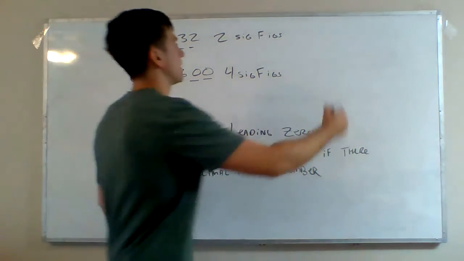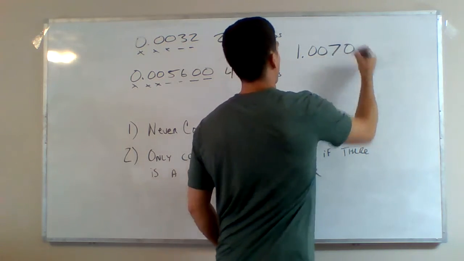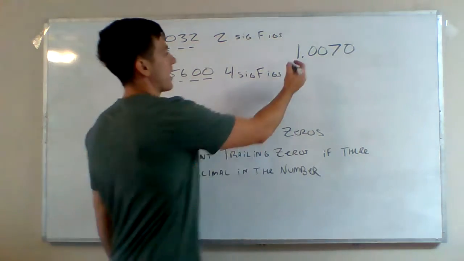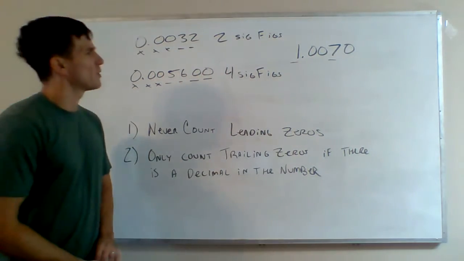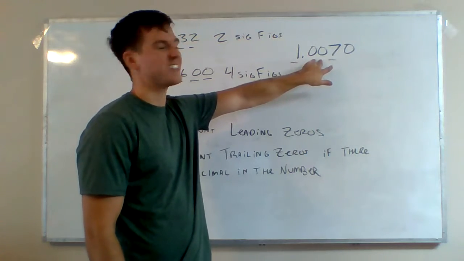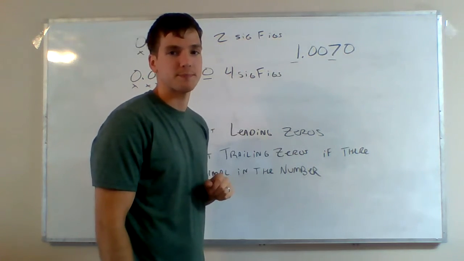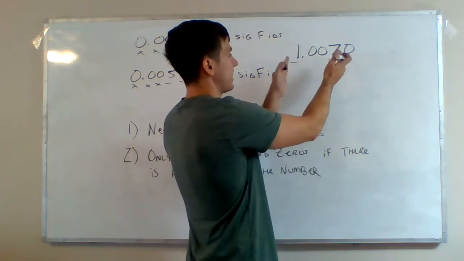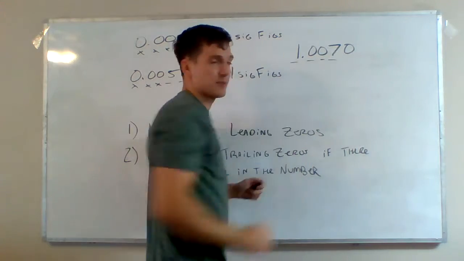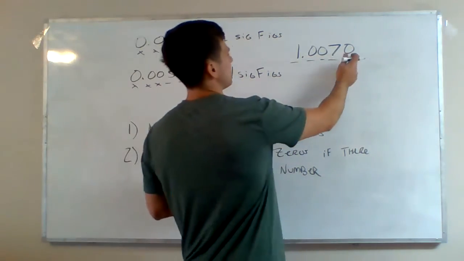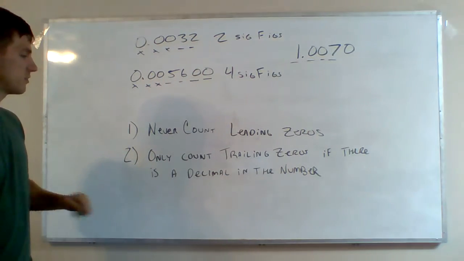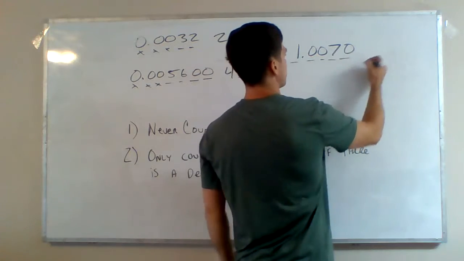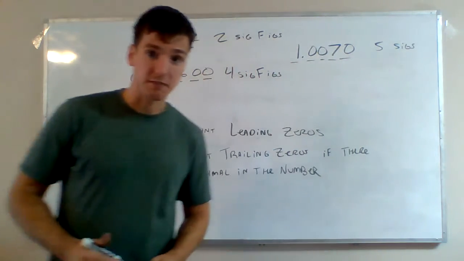Let's try 5. Okay, guys. Well, right off the bat, I know I'm counting my 1 and my 7 because they're non-zeros, okay? What about these zeros here? Okay? What did I say about zeros that are in between two non-zero numbers? We always count them. Zeros that are trapped in between two non-zero numbers, even though that's decimals there, I know that might be a little confusing, but any zeros trapped in between non-zero numbers, we gotta count them, okay? And then last but not least, I got this trailing zero right here, right? And again, we only count trailing zeros if there's a decimal in the number. So is there a decimal in the number? Yep. Right there. So we count it and we got 5 sig figs, okay?